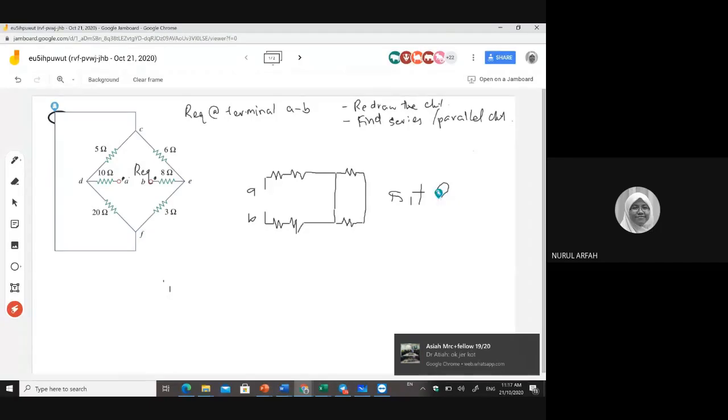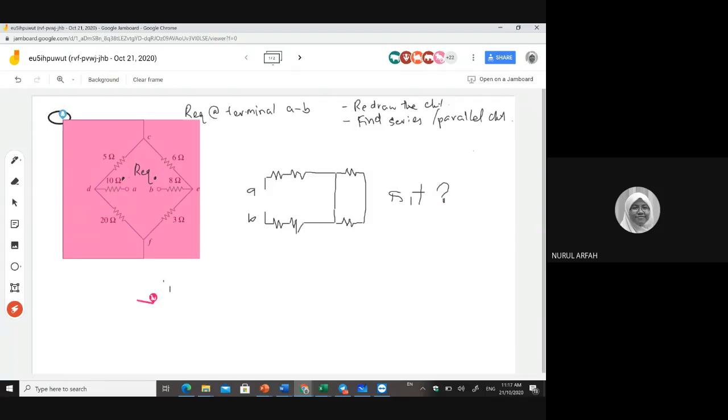What is that? City? Apa tu? Is it? Oh, is it? Okay. Alright. Yep. This is A. And then which one is 10? 10 ohms. Which one is 20? And which one is 8? Okay. Alright, 10. And then 5. 5.